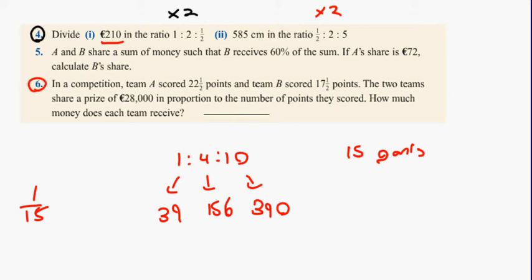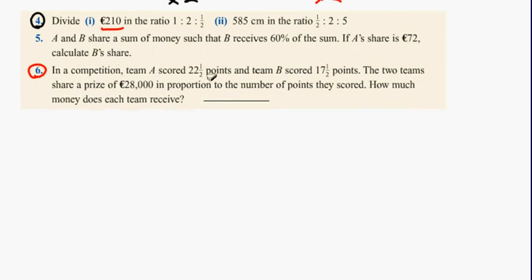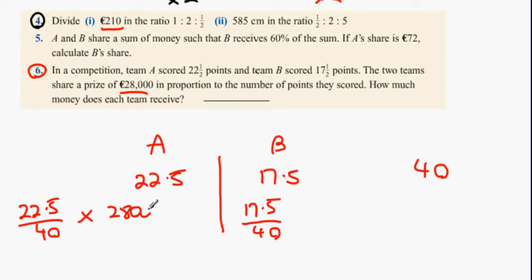Question 6. So question 4 followed by question 6 is: in a competition, team A scored 22.5 points, team B scored 17.5. The two teams shared a prize of 28,000 in proportion to the number of points scored. How much money does each team receive? Well, I could add them both together and I get 40. A gets 22.5 over 40, and B gets 17.5 over 40, multiplied by 28,000. This one's also being multiplied by 28,000.